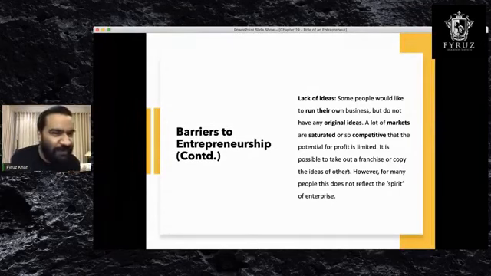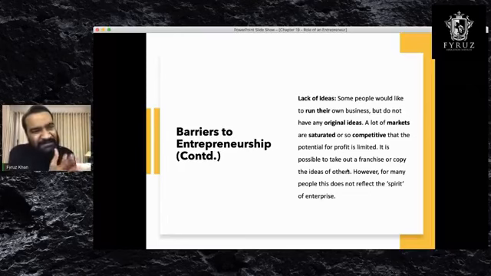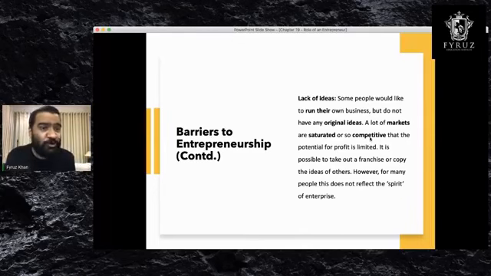People are working on AI. People are working on different segments. So the market may be saturated. The mobile phone market is also overcrowded and competitive. Yes, you have so many brands. So there may be lack of ideas, or the market may be saturated, or the competition may be fierce.